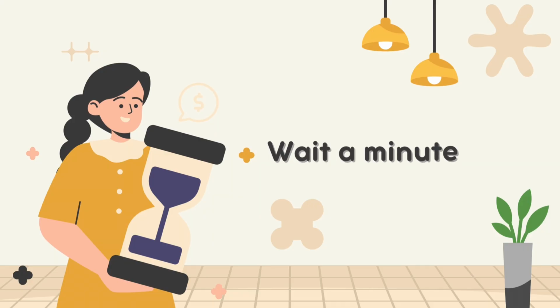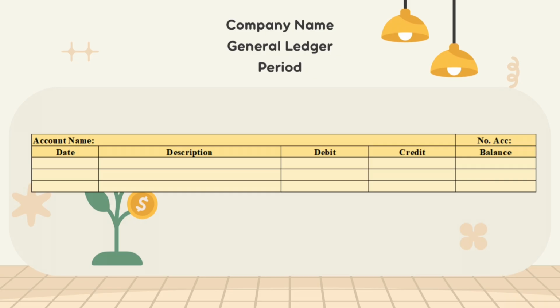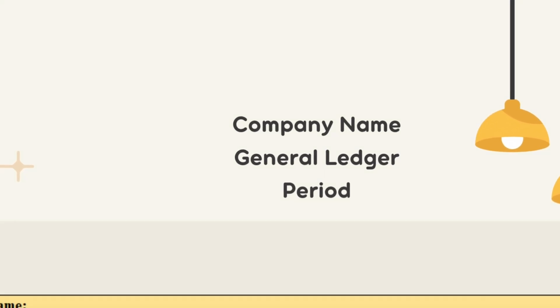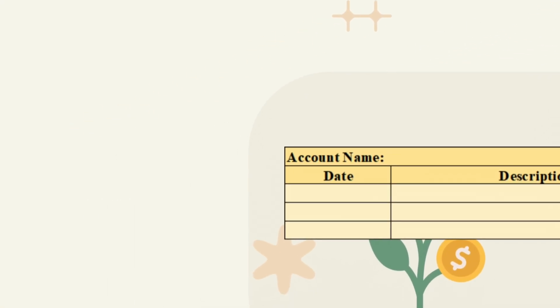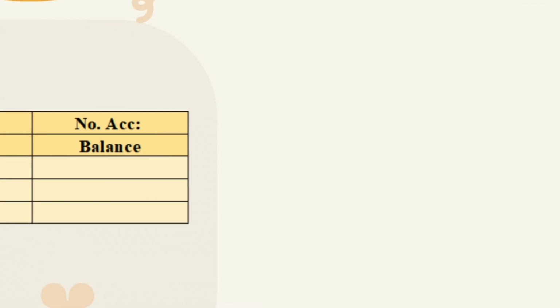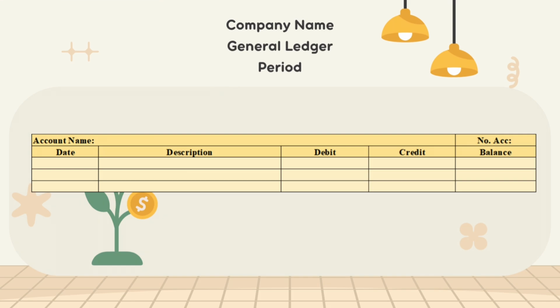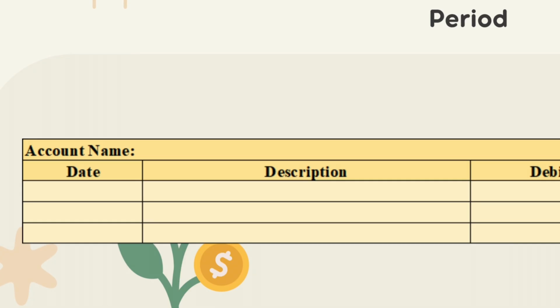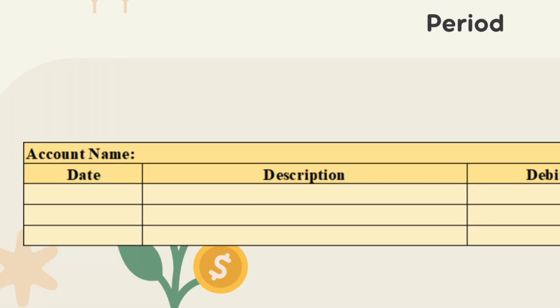Before we delve into the examples, let's learn how to fill in the columns in a general ledger. To fill in the columns of a general ledger account, we start by entering the company name and the period. Then, we'll write the account title at the top of the page, followed by the account number. Each transaction posted from the journal is entered chronologically. In the date column, we record the day the transaction occurred.